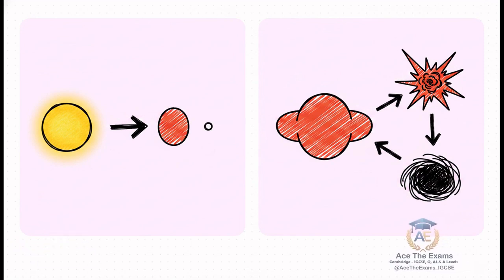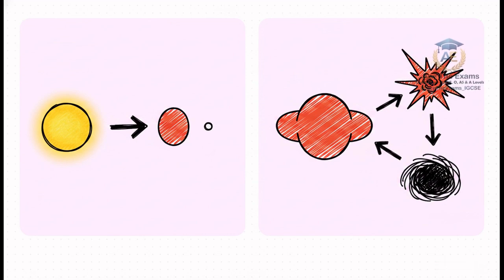Stars with less than 8 solar masses end up as red giants, puff away as planetary nebulas, and leave a white dwarf. But stars heavier than 8 solar masses, they swell into red supergiants, die in a violent supernova, and leave behind either a neutron star or a black hole.